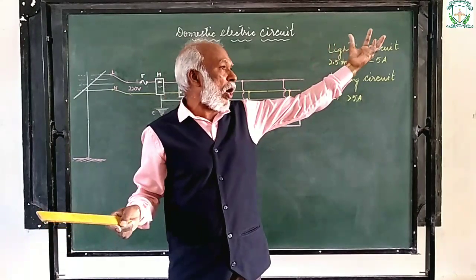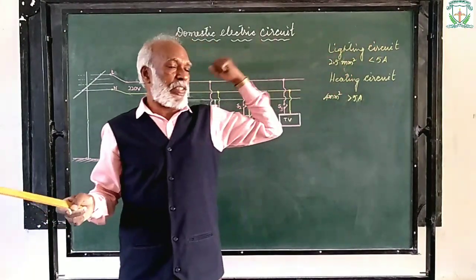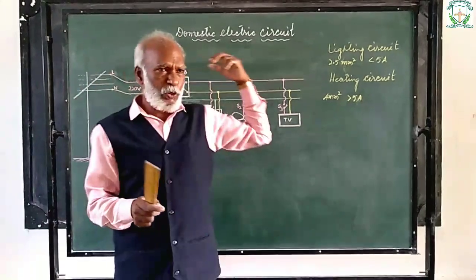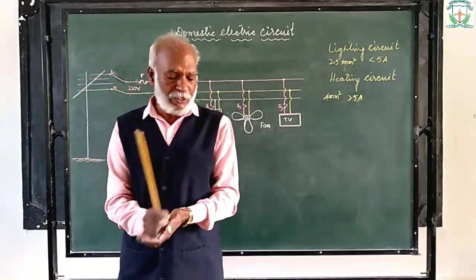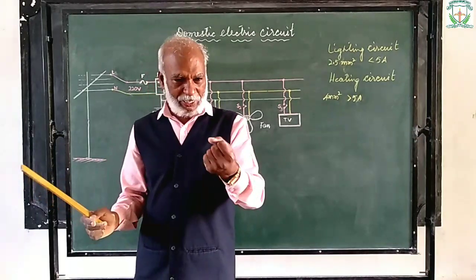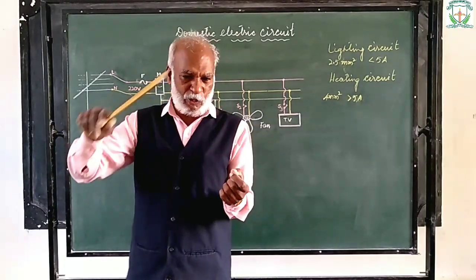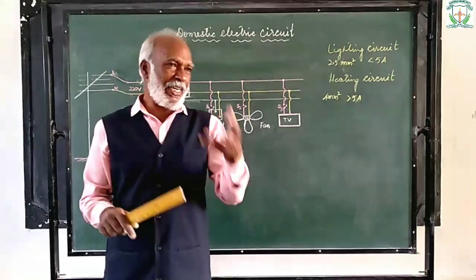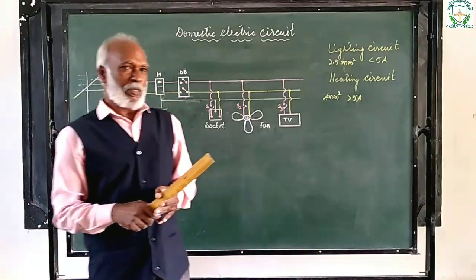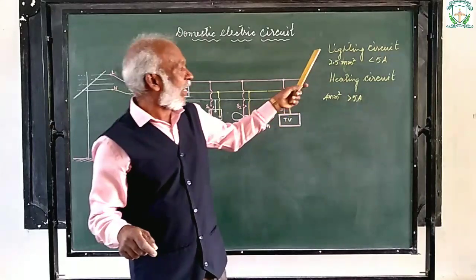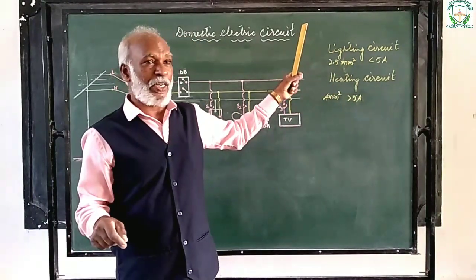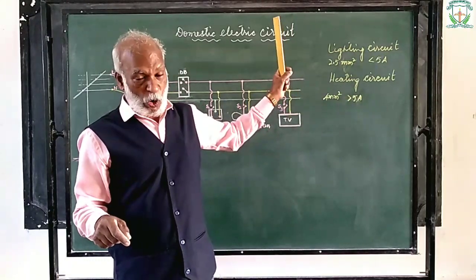Lighting circuits draw less current from the mains. You know the heating effect of electric current: if more current flows through the circuit, more heat is developed. The heat developed can sometimes make the insulation of the wire melt and the whole circuit get destroyed.